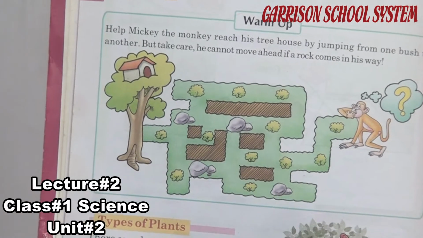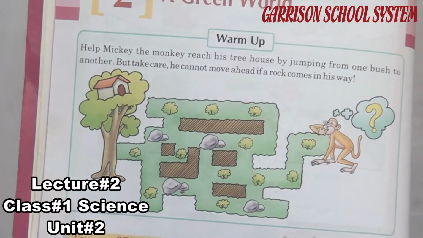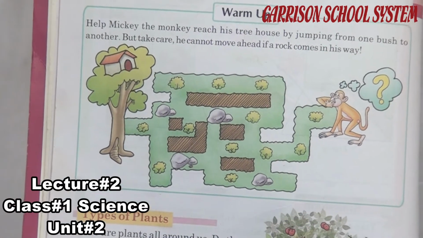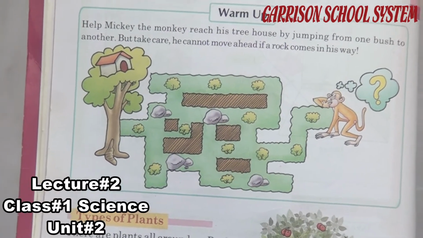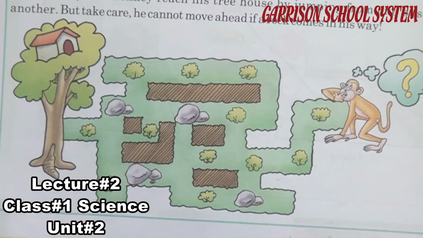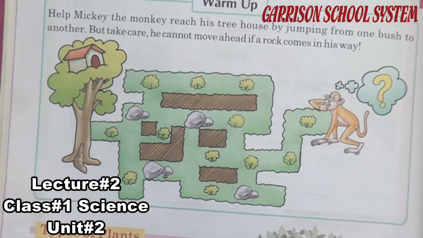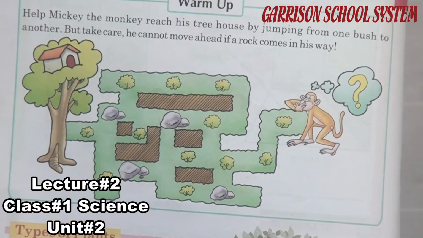You know students, at the start of every chapter there is a warm up activity for you. Here is an activity for you. You can see here is a puzzle. On one side there is a monkey and on the second side you can see a tree and a house on it. The monkey wants to go to its house. You have to give the way to the monkey to reach its house.